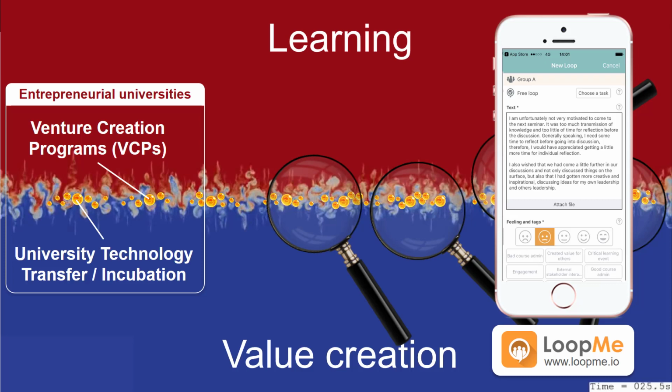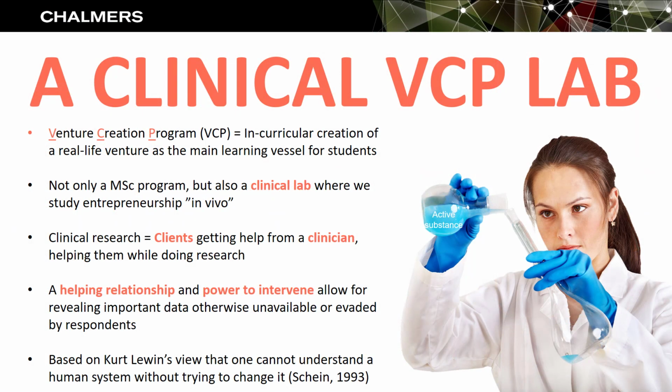So here we have an example of an entrepreneurial university, being Chalmers, mixing learning with value creation in a very specific type of education. And we've been looking at what's going on there. So we call this a clinical lab because we are looking at our students while they are trying to create companies. So that is a bit clinical research, you could say. So we define a venture creation program as an in-curricular creation of a real-life venture as the main learning vessel for the students.